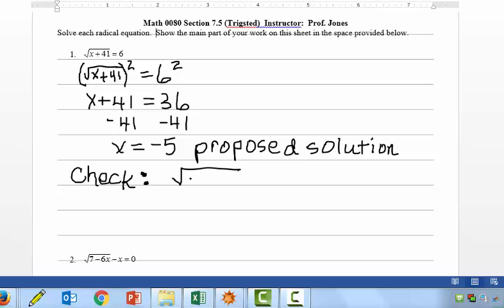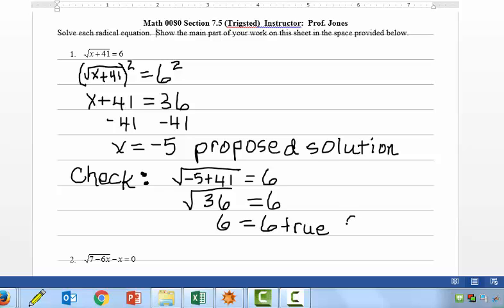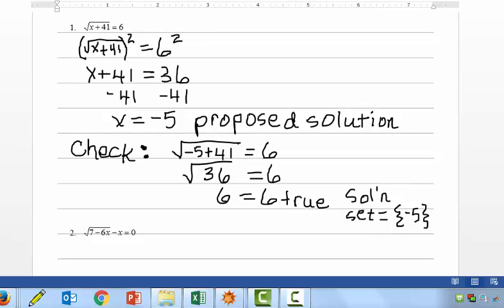So the square root of -5 plus 41 is 6. This is actually a principal square root. So the principal square root of 36 really is 6. So this solution makes my equation true. So the solution set is the set with -5 in it. So that value does make the original equation true.